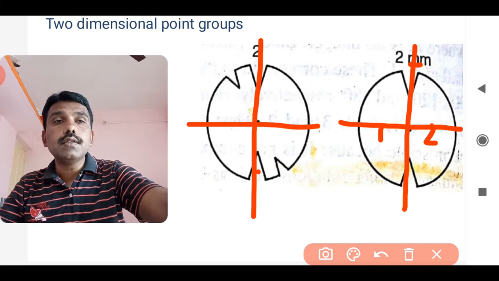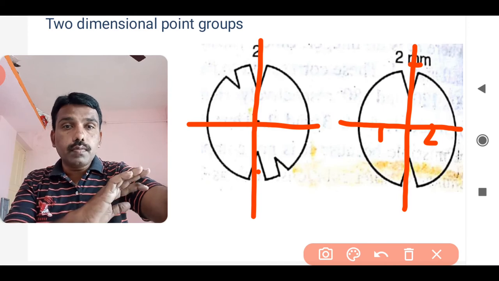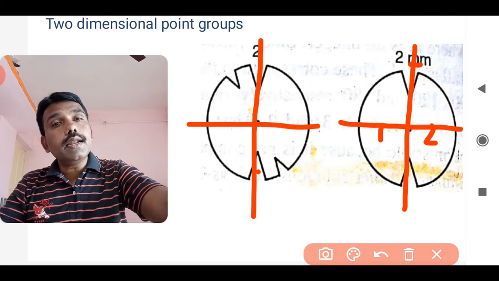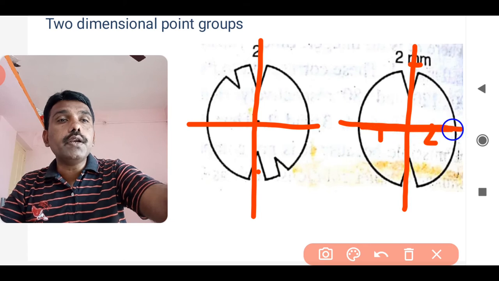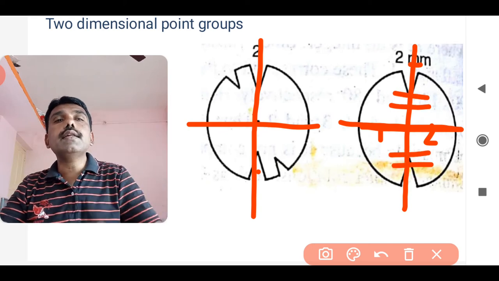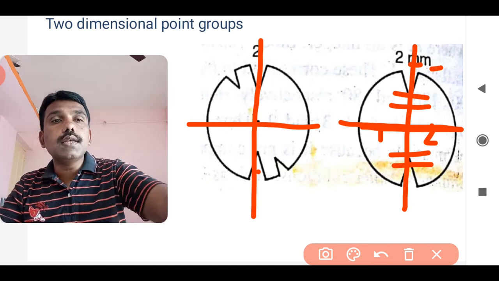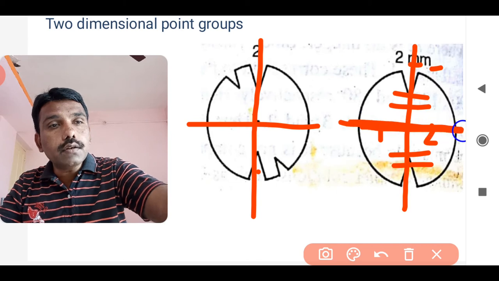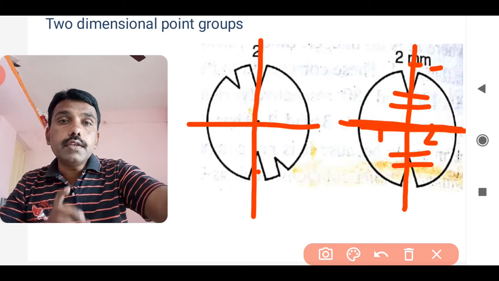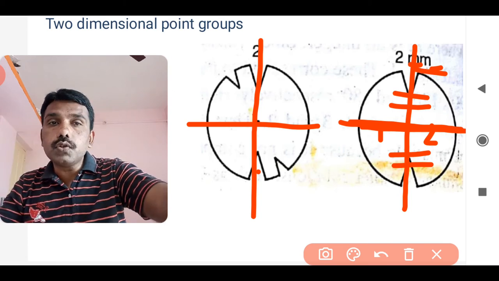This is the first m, that means the line passing through the axis, which gives me equal halves that are mirror images of each other. And again I draw another line perpendicular to the center of the axis, and it again gives me equal halves, and that is the representation of another m. So why is 2mm possible? Because if I draw another line perpendicular to this axis, then again it gives me two equal halves or mirror images, and that's why the second m is possible.